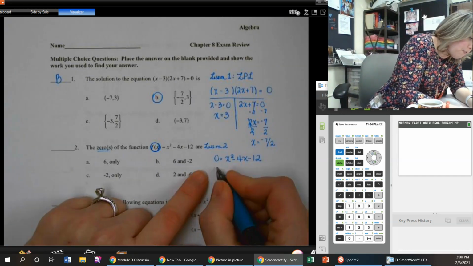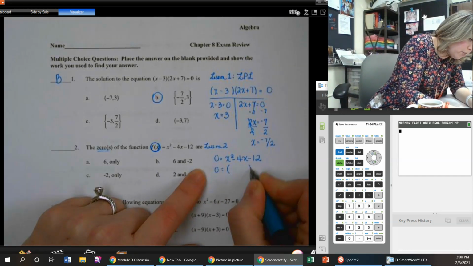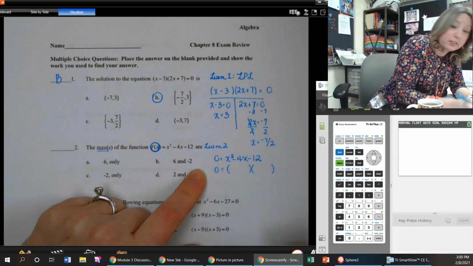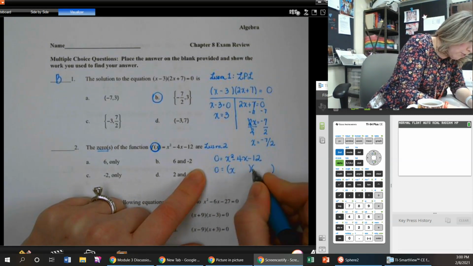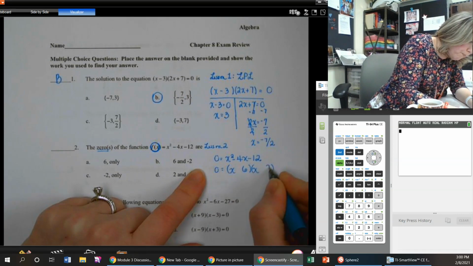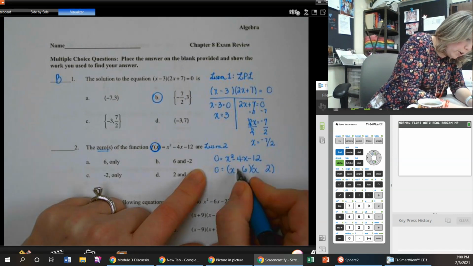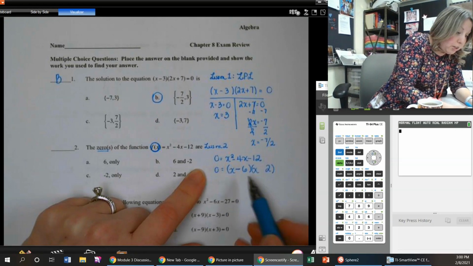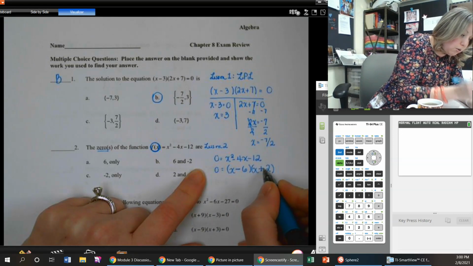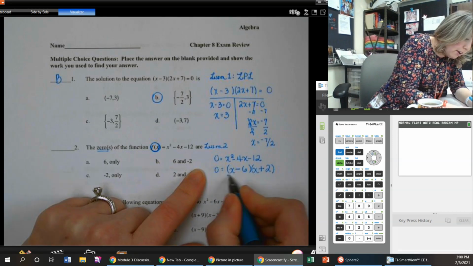So what are the factors of 12 that will subtract to give me 4? Because it is a negative 12. Negative at the end means you're subtracting to get the middle. That would be 6 and 2. The bigger factor always has the same sign as the middle. And since the end term is negative, that means these are opposite signs. So opposite signs over there. And then, of course, T-chart.